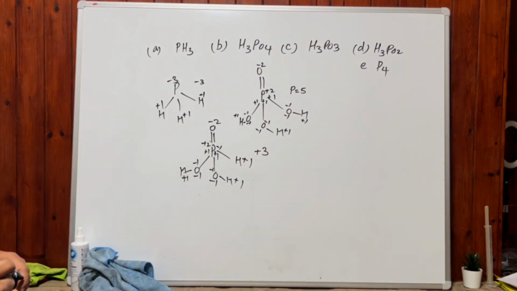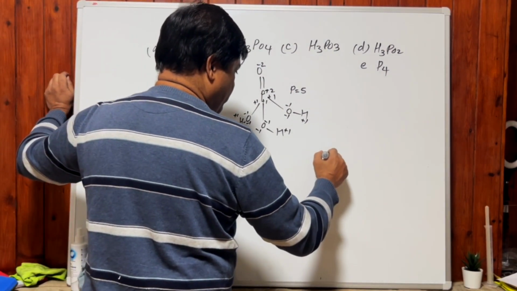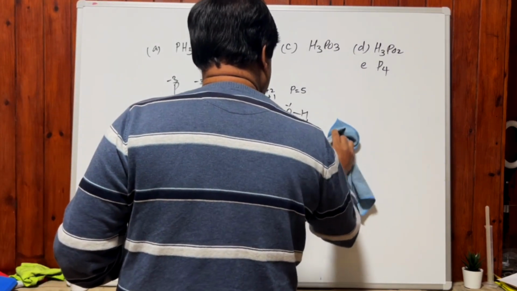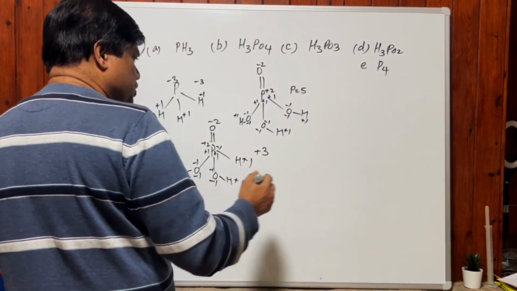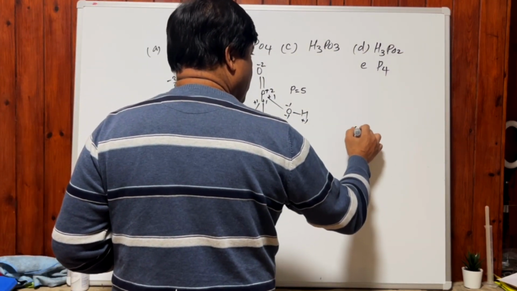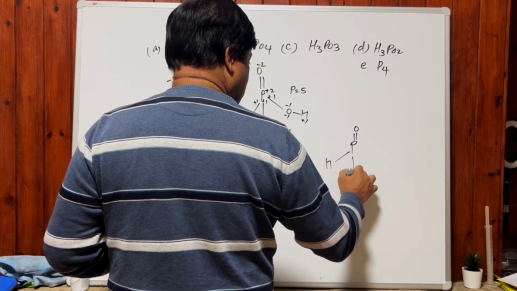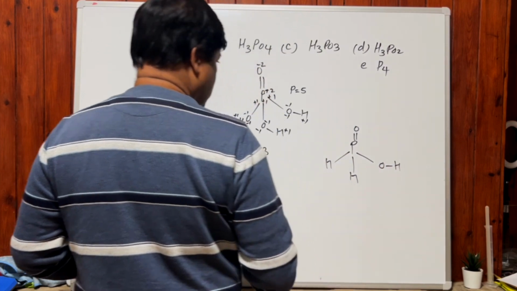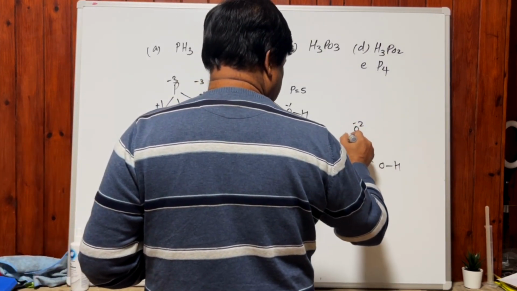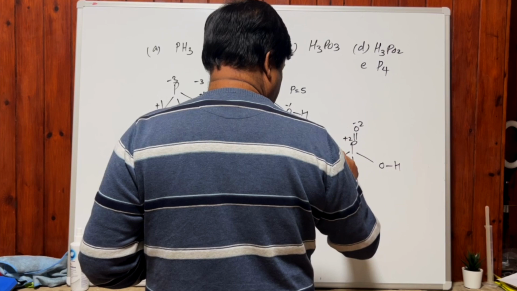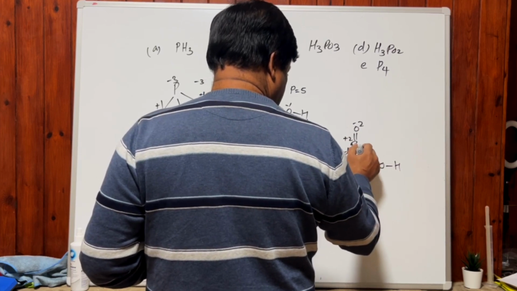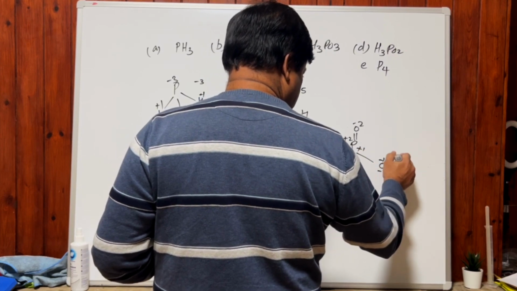P block elements always show variable oxidation state. Now phosphorus in H3PO2: P double bond O, hydrogen, hydrogen, OH. Minus 2, plus 2. Plus 1, minus 1. Plus 1, minus 1. Plus 1, minus 1. Minus 1, plus 1.